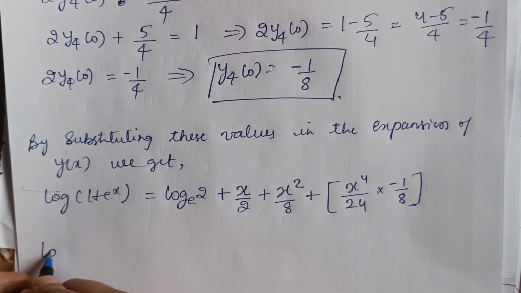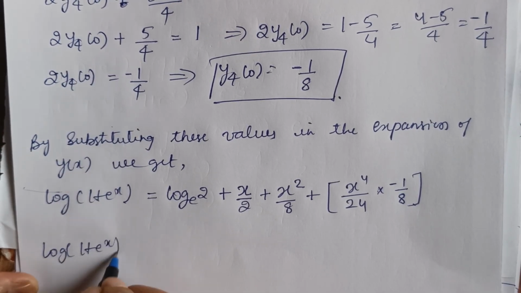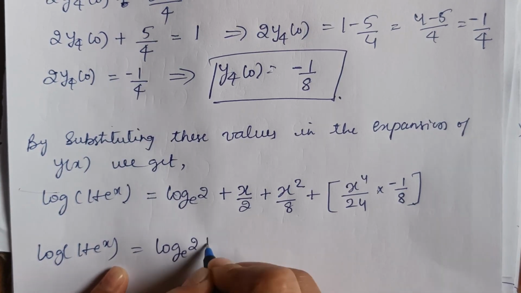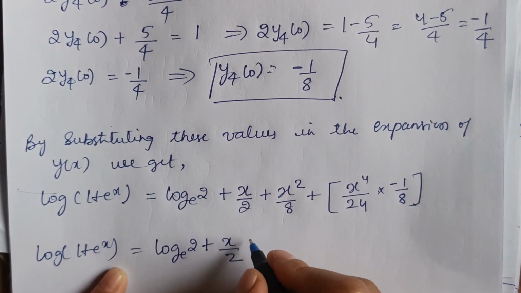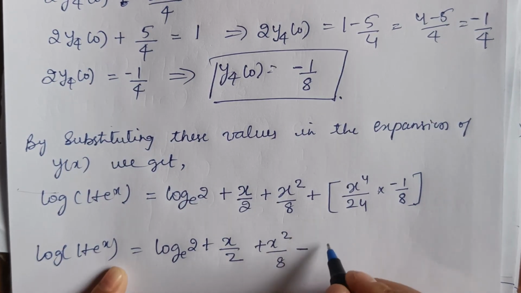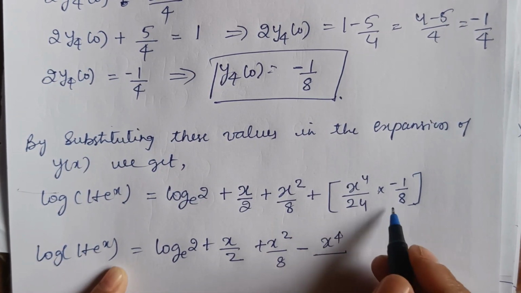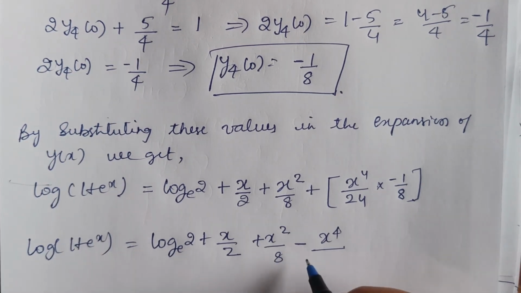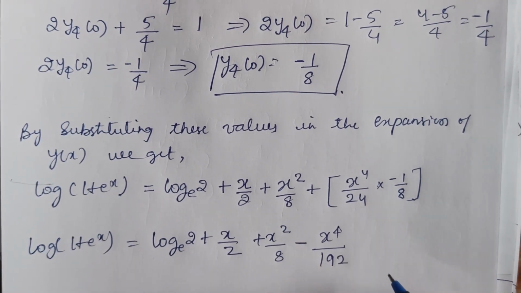Now this can be written as log of 1 plus e power x is equals to log to the base e of 2 plus x by 2 plus x square by 8 minus x to the power 4 divided by 24. 8 times is what? 192.